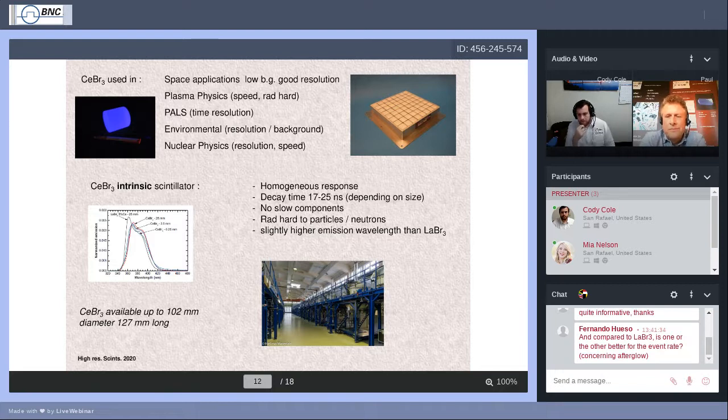Fernando is wondering, cerium bromide in comparison to lanthanum bromide, is one or the other better? Cerium bromide is better because there are no slow components. Lanthanum bromide has a little slow component. You see this in one of the curves I showed you, the rise time of the pulses, which is faster with cerium bromide. If it is cerium bromide versus lanthanum bromide, I would definitely advise cerium bromide because of the absence of slow components.